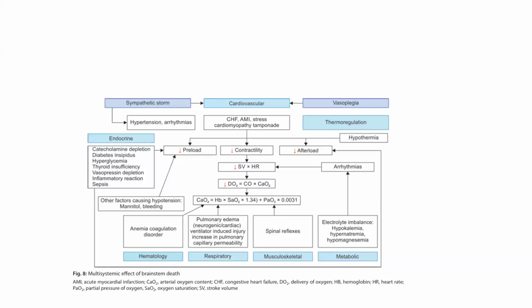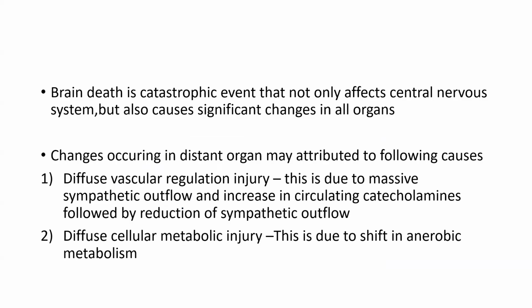Then this is the schematic representation of the effect on the different organs. So brain death is a catastrophic event that not only affects the central nervous system but also causes significant changes in all organs. Changes occurring in the distant organs may be attributed to the following causes, like diffuse vascular regulation injury. This is due to massive sympathetic outflow and increase in circulating catecholamines, followed by a reduction in the sympathetic outflow. Then diffuse cellular metabolic injury. This is due to a shift to anaerobic metabolism.